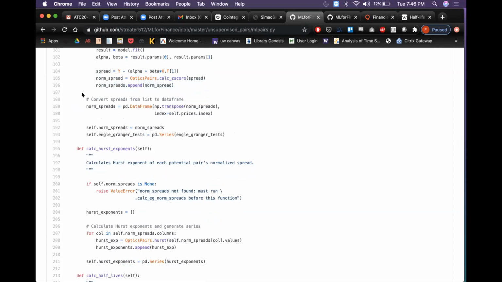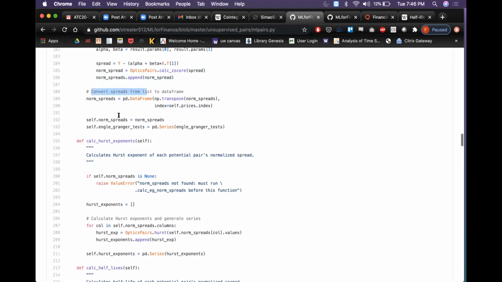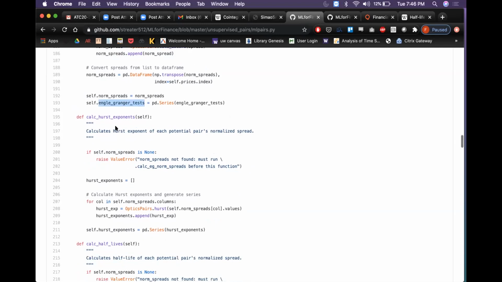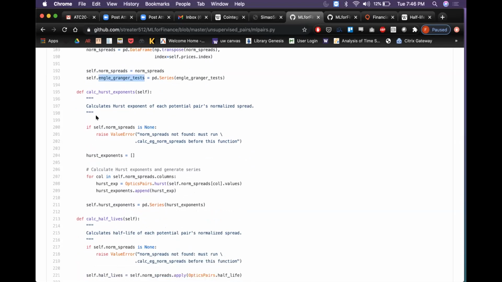So here we convert the spreads from a list to a data frame, and return the data frame so that the end user can access it, as well as returning the p-values for the EG tests. So here we're calculating the Hurst exponent of the normalized series.